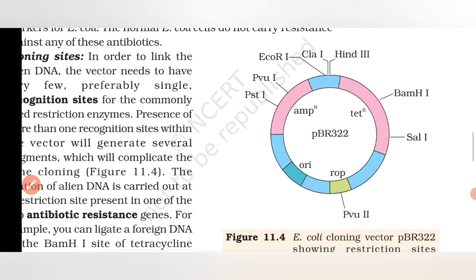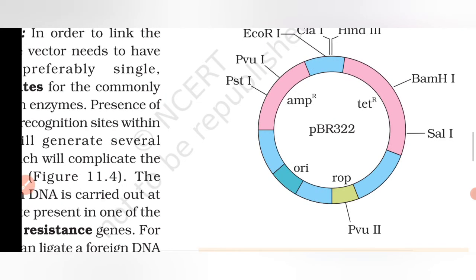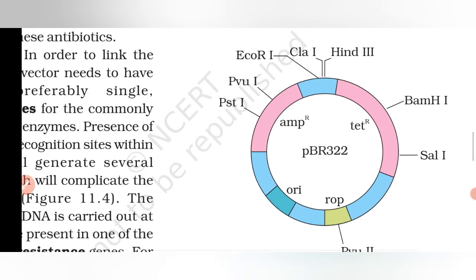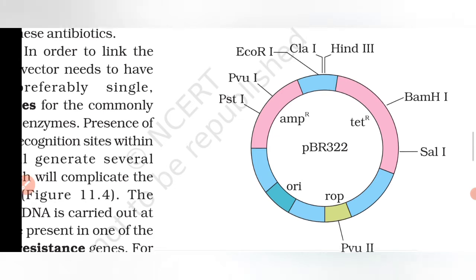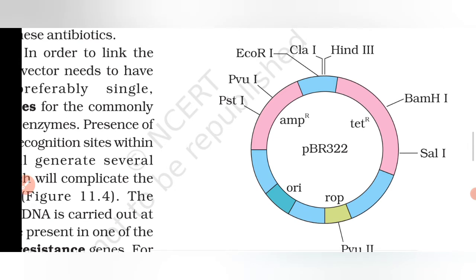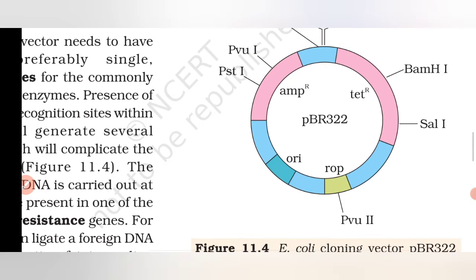Okay, the ampicillin resistant gene has two sites for two different restriction enzymes. One is PstI and the other is PvuII. And the tetracycline resistant gene has again two sites for two different restriction enzymes. One is the BamHI site and the other is the SalI site. Then there is ori, that is origin of replication. It is a sequence from which the replication begins.